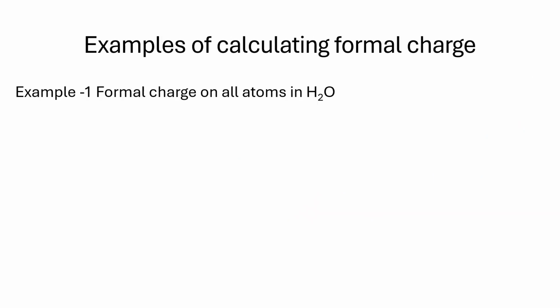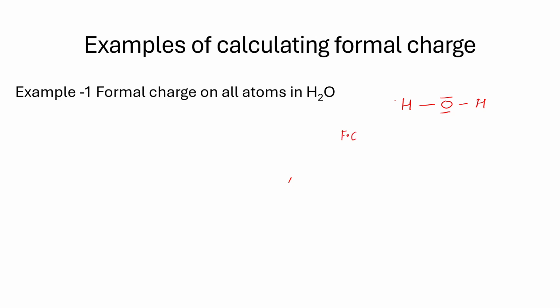Let's just calculate the formal charge on all the atoms in water. The first thing we need to do when we have to calculate formal charge is to be able to draw the Lewis structure of the specific molecule or species. So let's just draw the Lewis structure of water, which we know looks like this. Okay, so let's calculate the formal charge on hydrogen.